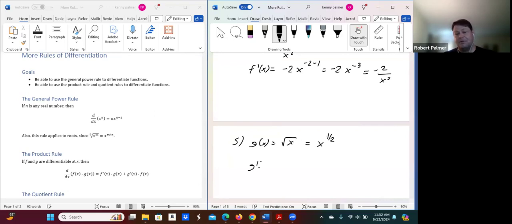So then we do the derivative, g prime of that. Once again, bring the 1/2 down front. We do x to the 1/2 minus 1. We have to do little fractions here. So 1/2 minus 1, with a denominator of 2, of course, is 1/2 minus 2/2, because 1 is 2 over 2.